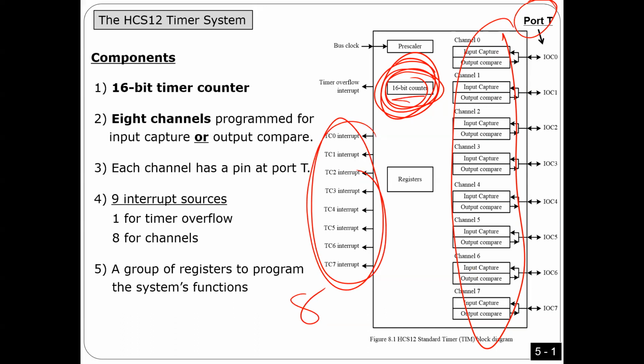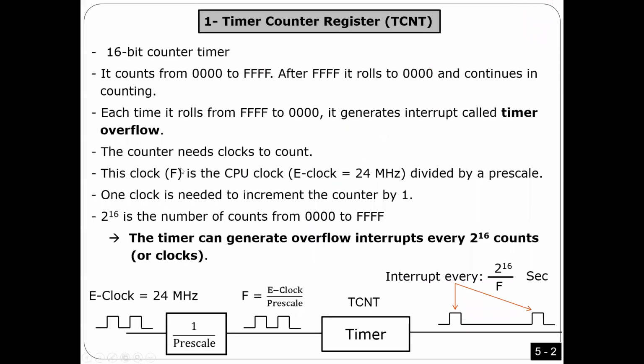Okay, and even the counter itself can trigger what we call timer overflow interrupt. So now we have 9 interrupts. Now I'm going to give you more. This is a big picture. Now I'm going to give you the details. Is that okay, guys? Let's go to the details.